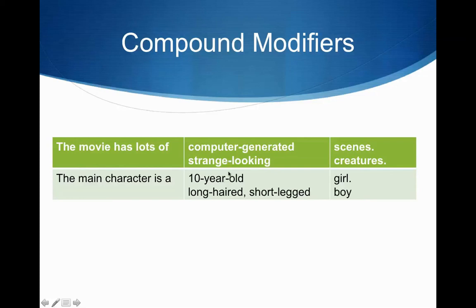And that's a mistake a lot of people want to make. They want to say a 10-year-old girl, but it isn't 10 years old. It's 10-year-old when it's an adjective like this. Here are some other examples up here. The movie has a lot of computer-generated scenes. The movie has lots of strange-looking characters. These are sentences about that movie, Avatar.